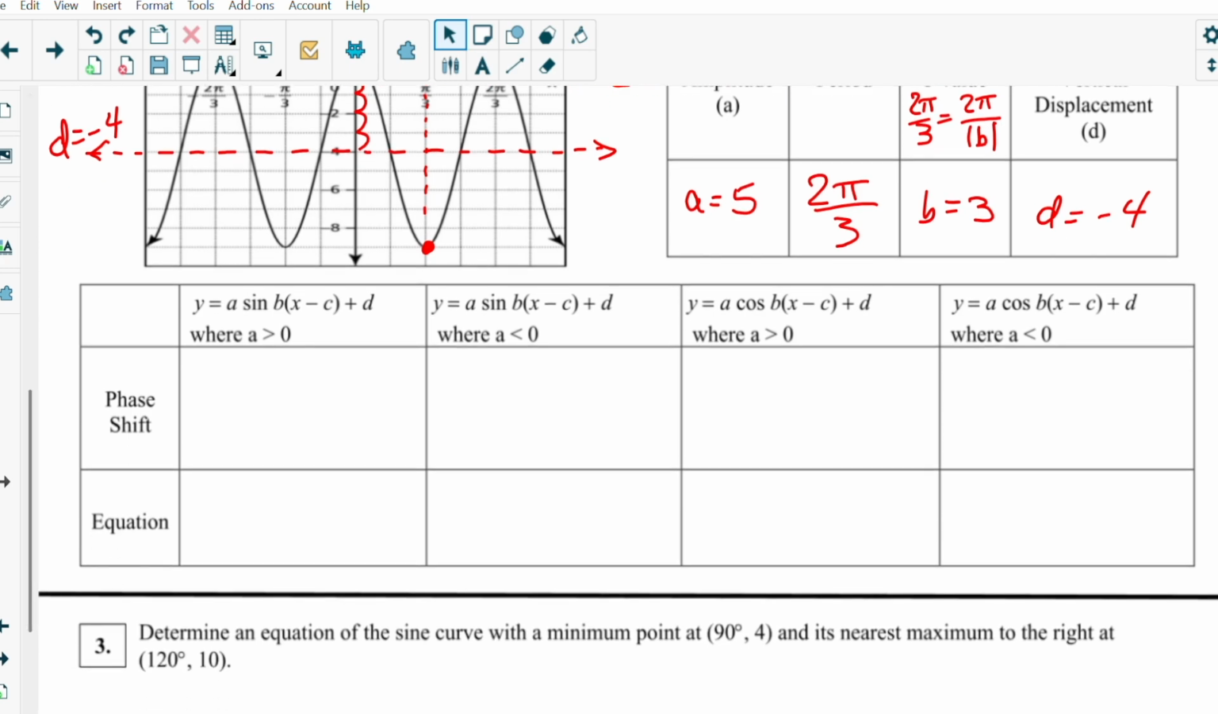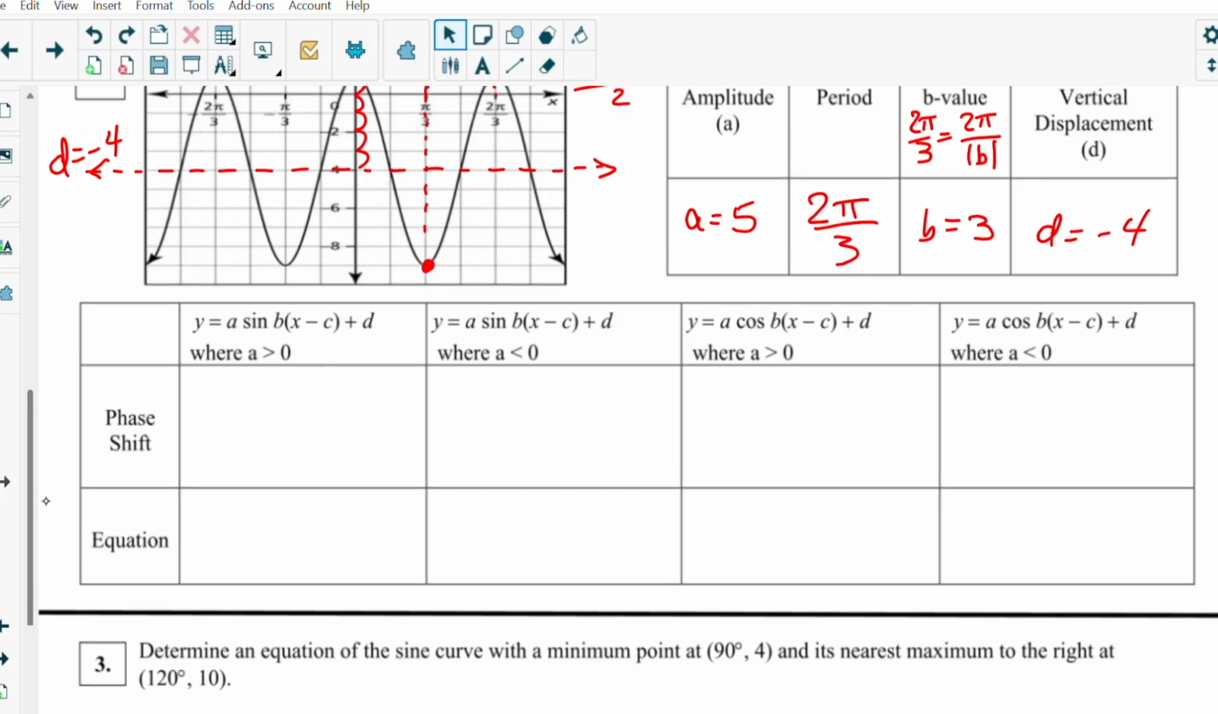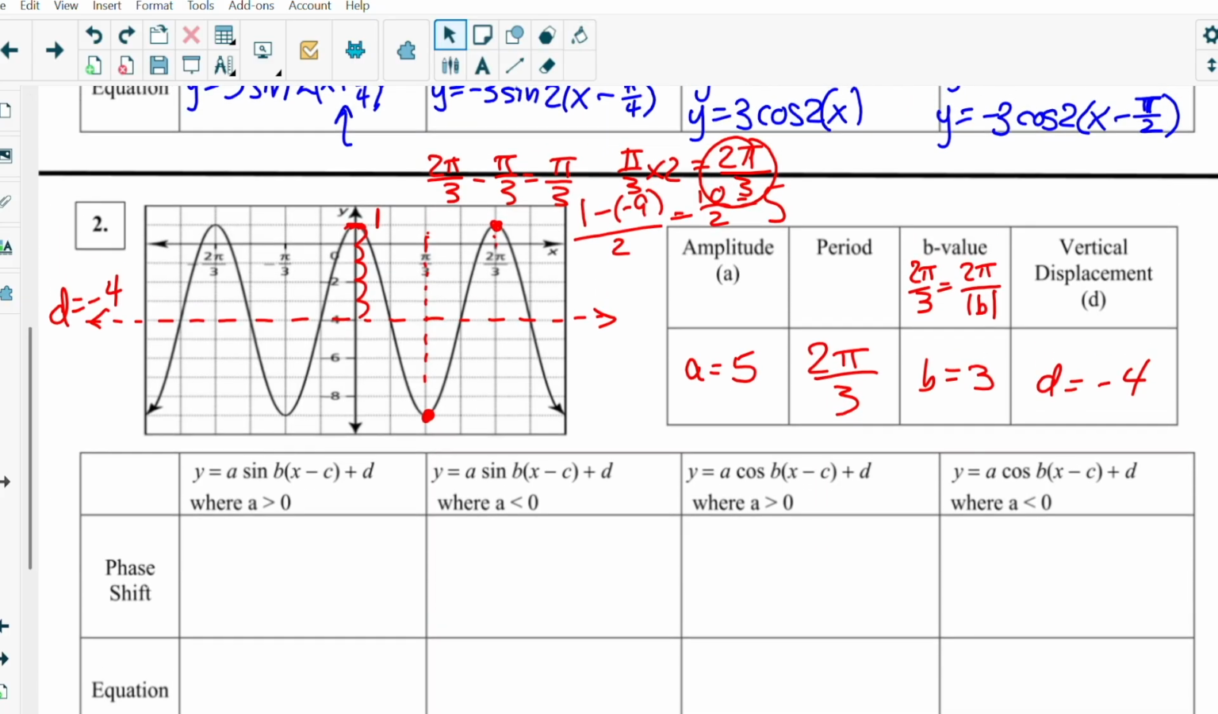Let's think about phase shift for the 4 different versions of our equation. So I'm going to start off by doing this. Let me clean this up. Okay. I'm going to leave in my sinusoidal axis. Okay, let's label a couple of points. So phase shift, let's do this one.